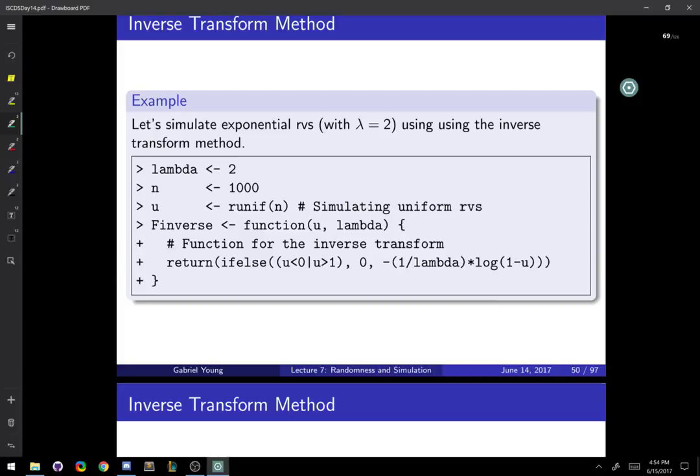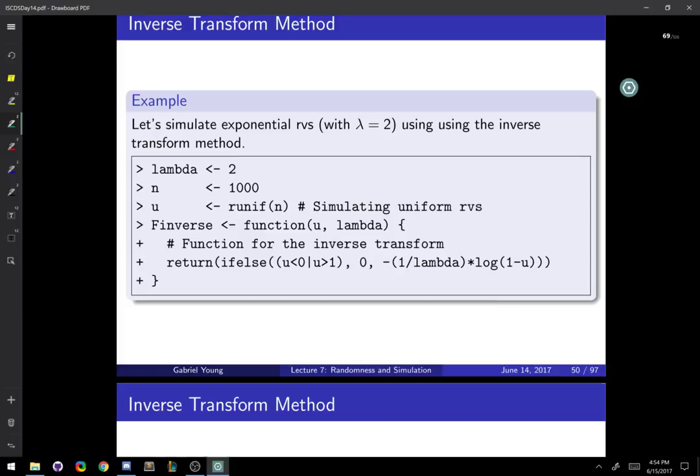It's not possible to get a 1 or a 0 or a negative value or something above 1 if you generate from a uniform in R. But this will guarantee it, just in case you're using a different type of simulation function. So then you output 0 if it's not going to be defined in the support of the uniform, and otherwise you output the simulated inverse, which is right there.